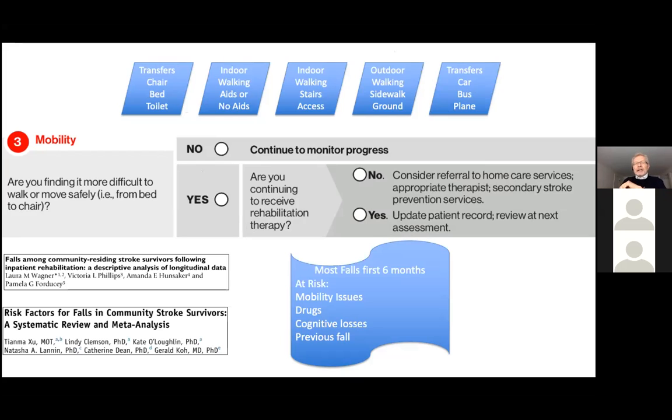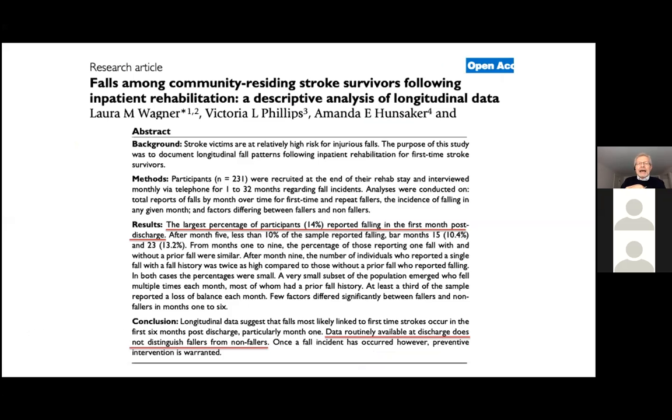There's all kinds of things. And the important thing about addressing this issue is about falls. A lot of individuals fall. In this study, where they looked at 231 community participants who were discharged from rehabilitation, the highest risk time for falling is in the first month post-discharge. 14%, more than 1 in 10 individuals, had a fall after discharge.